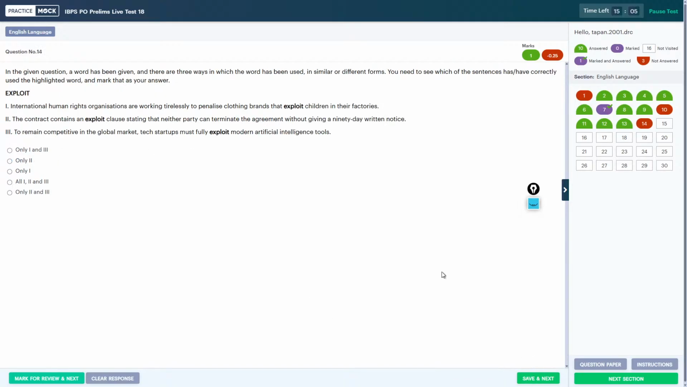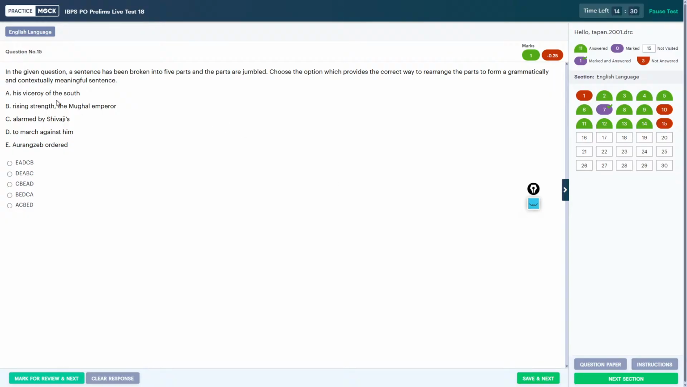Exploit. International human rights organizations are working tirelessly to penalize clothing brands that exploit children in their factories. Okay, the contract contains an exploit clause stating that neither party can terminate the... exploit clause. No. To remain competitive in the global market, tech startups must fully exploit modern artificial intelligence. So only one.